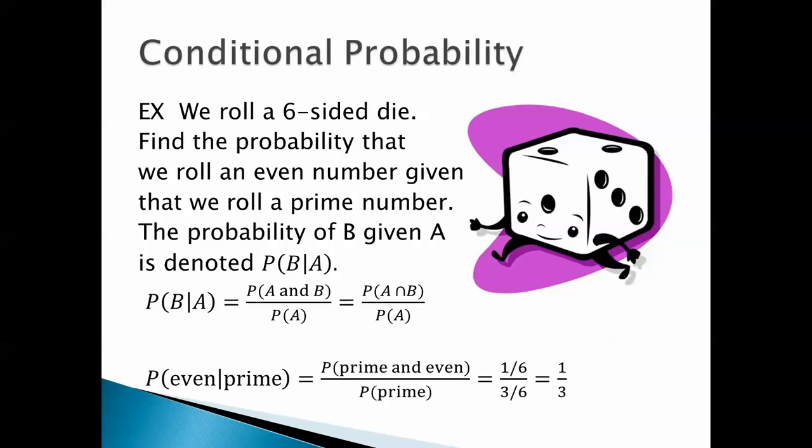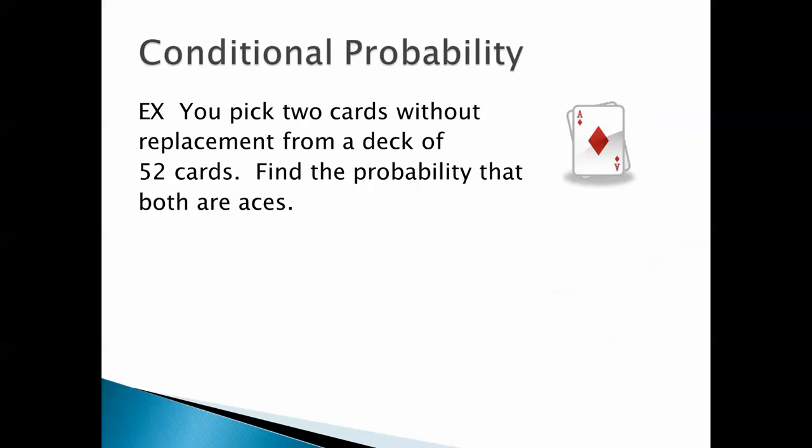That's the probability that you roll an even number given that you roll a prime, which makes sense because the only primes are 2, 3, and 5. And so if you roll a prime, well, there's a 1 in 3 chance that it's even because there's a 1 in 3 chance it'll be a 2.